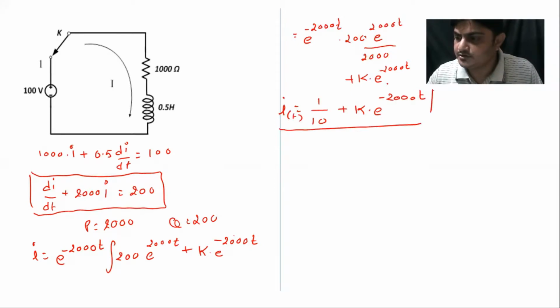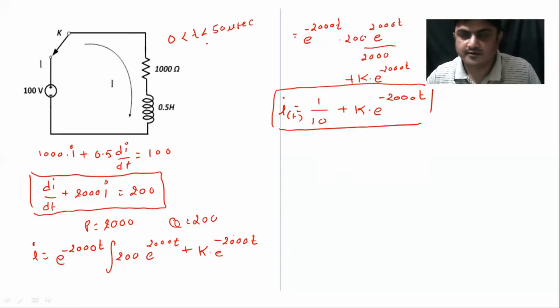This is the generalized solution. Remember, right now our discussion is only for 0 less than t less than 50 microseconds. This is the interval that we are considering. Our switch is in position number 1. So I of t is equal to 1 by 10 plus k e raised to minus 2000t.